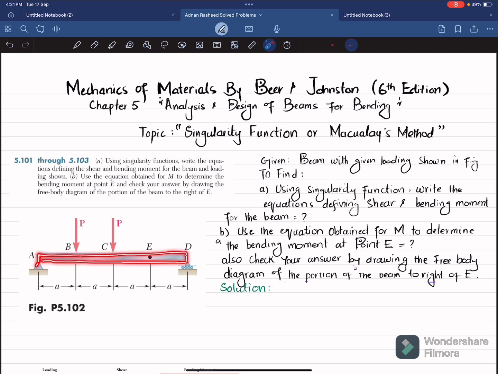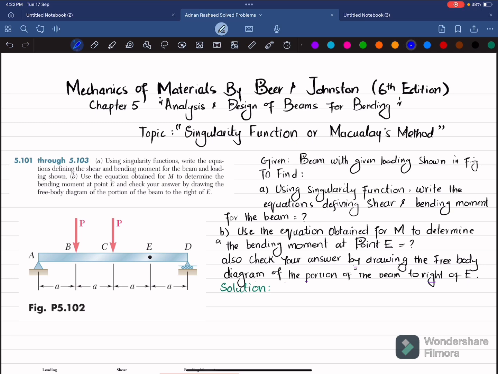So you can see this is a simply supported beam that is having pin support at A and roller support at point D. At point B we have a point load, and at point C we have another point load having magnitude P. So by using singularity function, we have to write the shear and bending moment equation for the beam, and then in part B, we have to put the value for the point E into the bending moment equation to obtain the moment, and then we will verify our answer by drawing the free body diagram of the right side of point E and finding the moment.